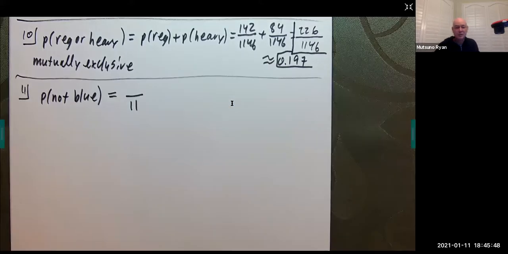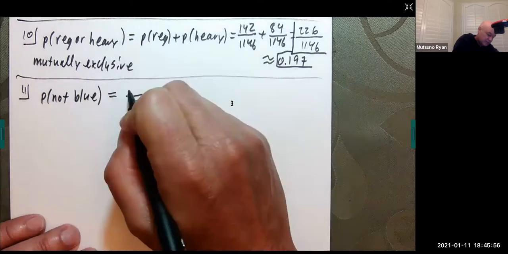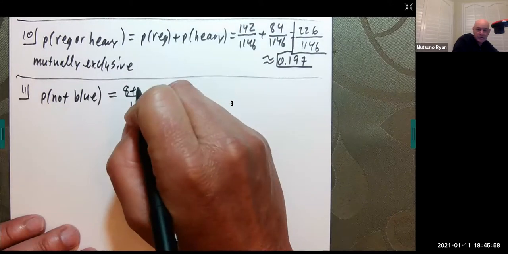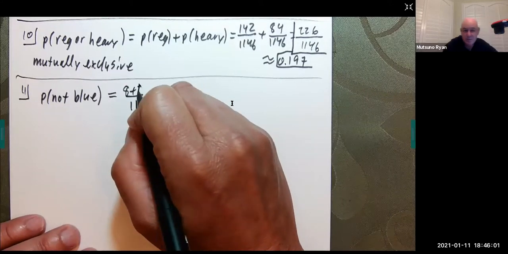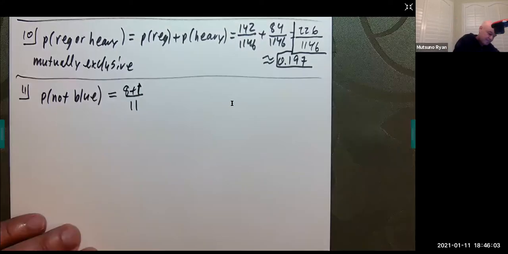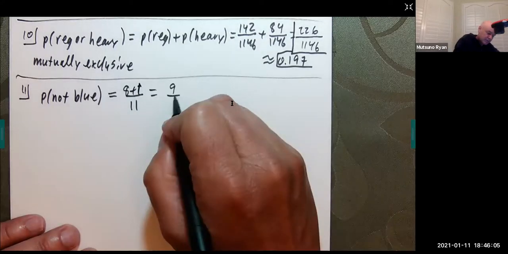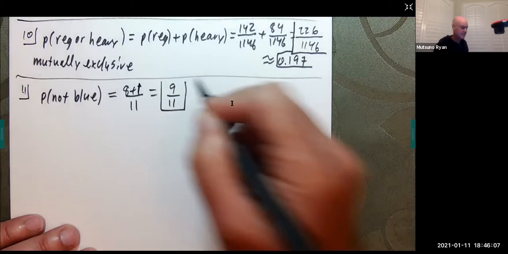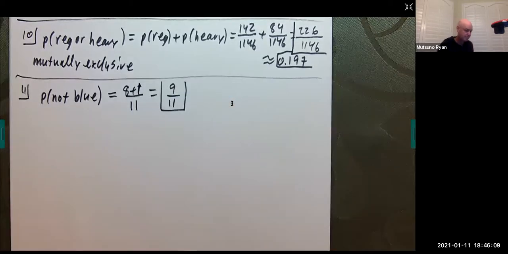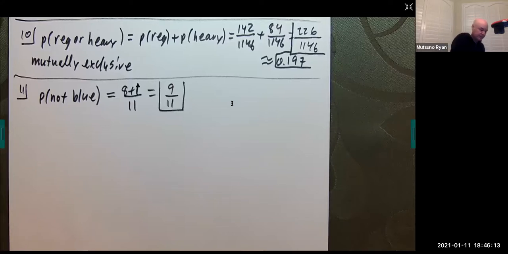Or I could do 1 minus the probability of blue. So we could do the complement. So we could do it either way. This one is small enough, it really doesn't matter. So I'll do the 8 plus 2. No, 8 plus 1, pardon me, because we want not blue. So we have 9 over 11.